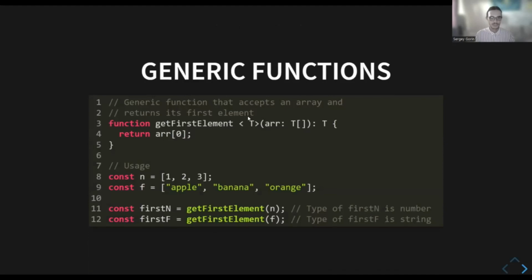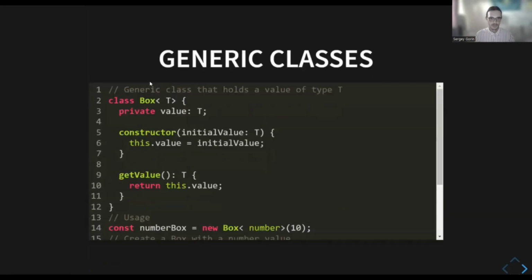In this example, the function getFirstElement uses the generic type parameter T to accept arrays of different types. It returns the first element of the array while preserving the data types. Similar to functions, you can also create a generic class that can work with multiple data types. The type parameter is specified after the class name in angle brackets. Here, the Box class is defined as a generic class with a type parameter T. It can store and retrieve values of various data types while maintaining their respective types.